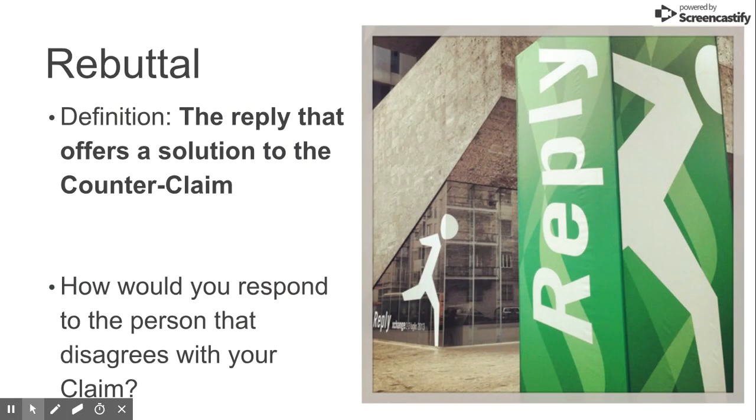Now, in order to make sure that your counterclaim is effective, it needs to be followed by a rebuttal. A rebuttal is the reply that offers a solution to the counterclaim. So, if you're imagining you're debating with another person, their response to your argument is the counterclaim, but your response to their counterclaim is your rebuttal. So how would you respond to the person who disagrees with your claim? Let's look at an example.